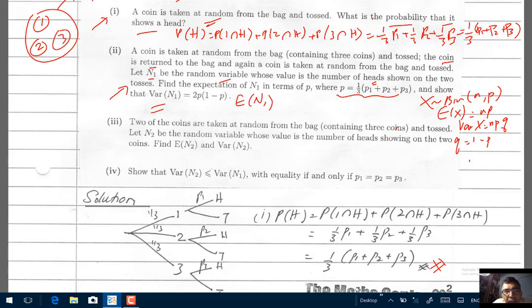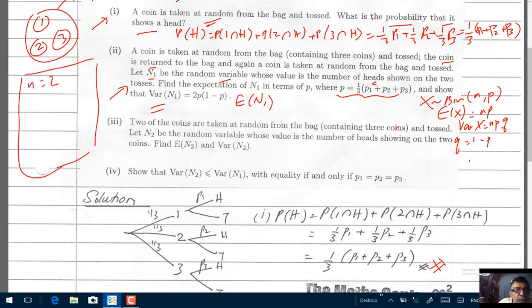Now here, let's talk about the shortcut first. We are looking at N equals 2, because we are looking at 2 independent trials. The probability of getting a hit on each trial is p. So what is the expected number of hits you can get? The expected value of X here will be just NP, and you're done with 2p.